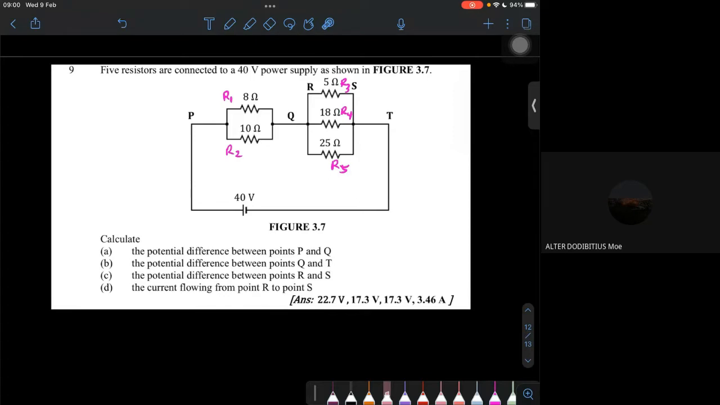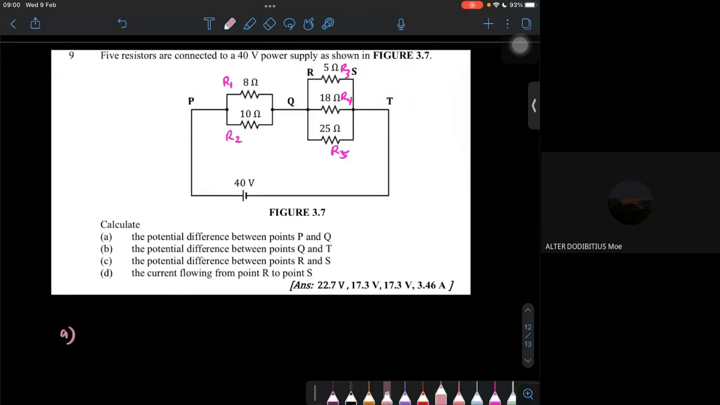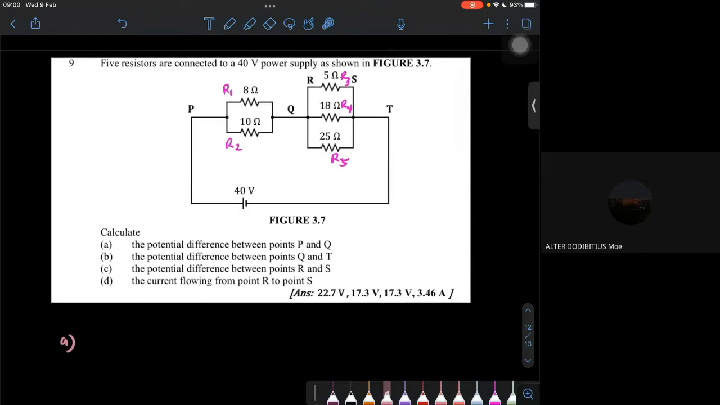Okay, the question asks to calculate the potential difference between points. So we are given points P, Q, R, S, T. Okay, kita tengok satu-satu. The first one is calculate the potential difference between point P and Q. So P and Q. Maksudnya the voltage across this one is equal to what?